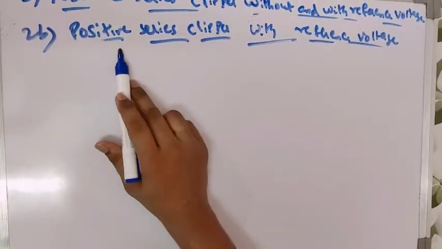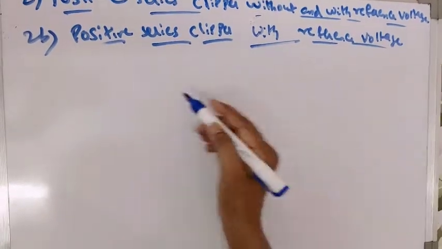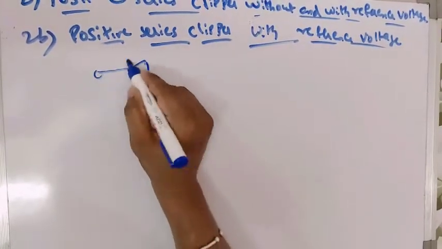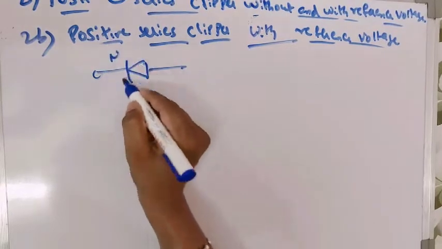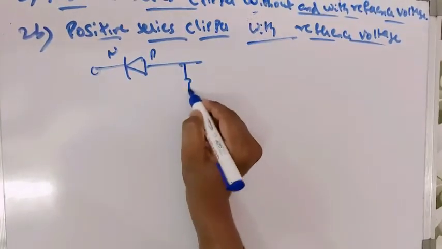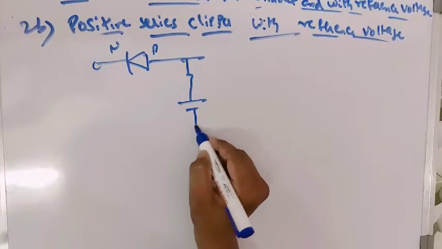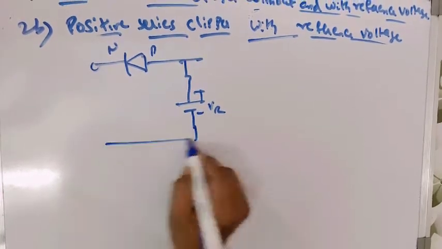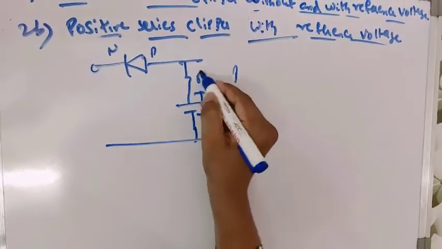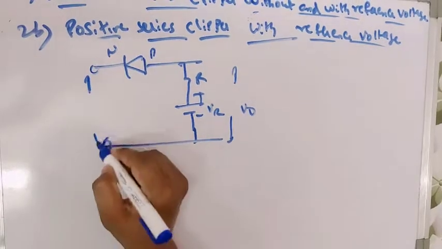Now next is the positive series clipper with reference voltage. Let us take a positive series clipper. The N type is connected to the input here, so the diode along with the resistor. Let us take the positive reference voltage here, VR, and the output is taken across this combination of resistor and reference voltage. The input is given to the diode here.